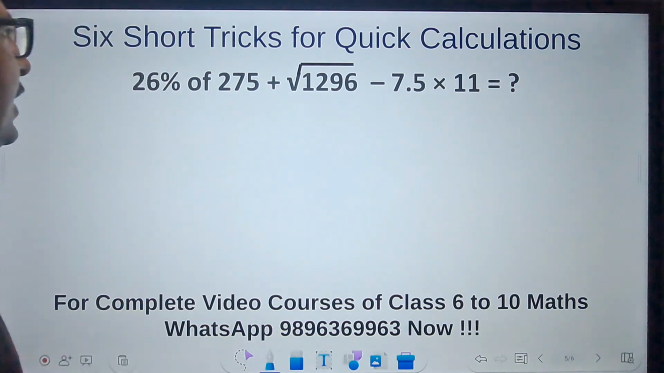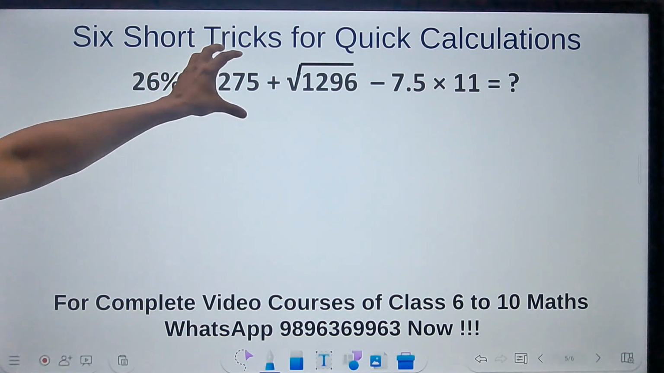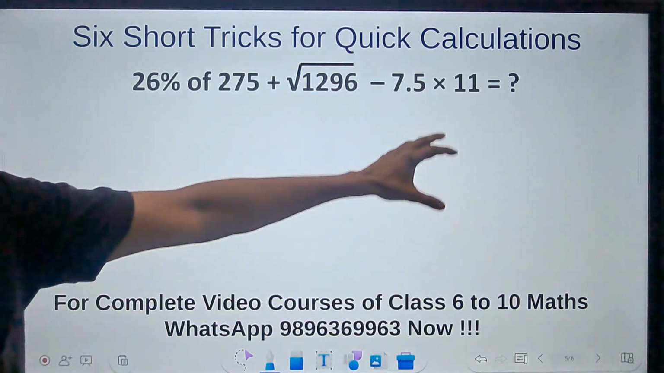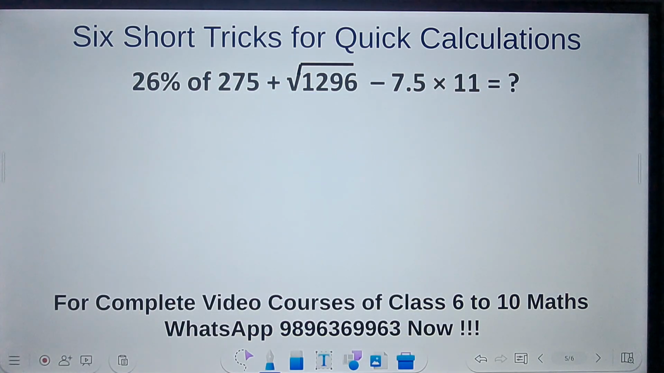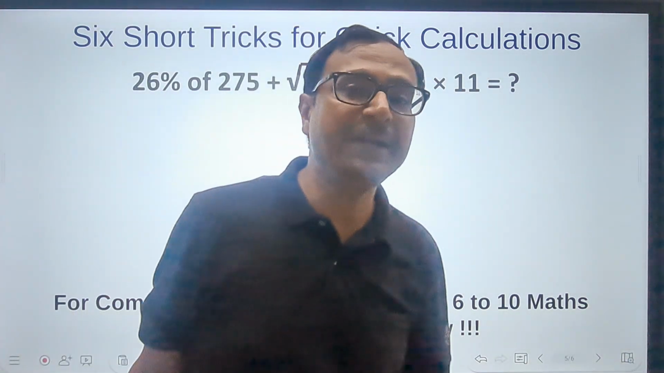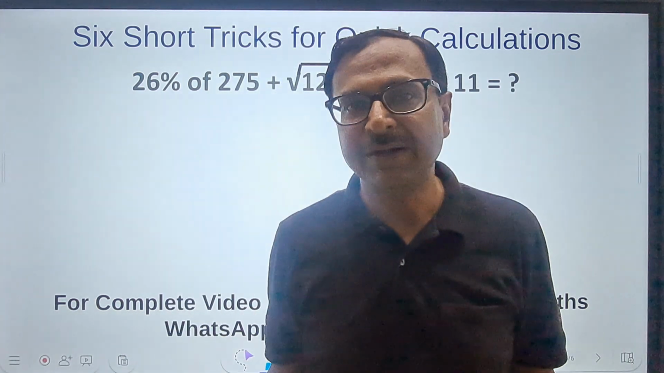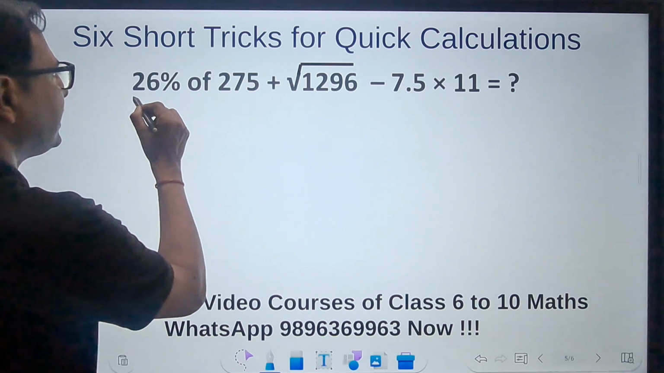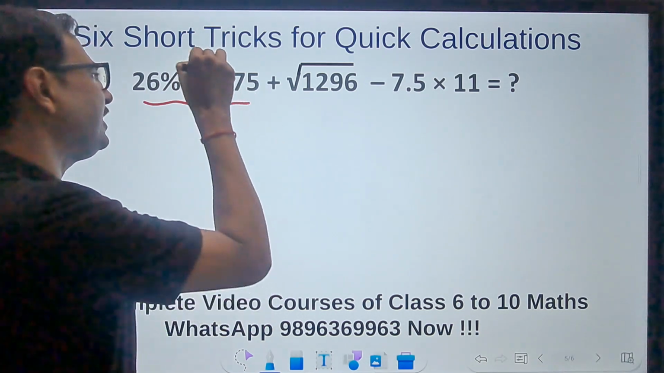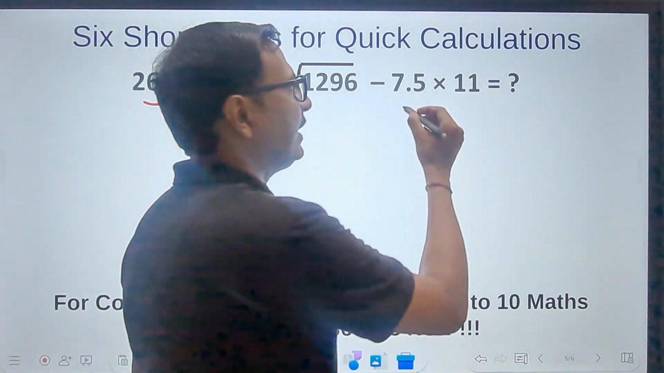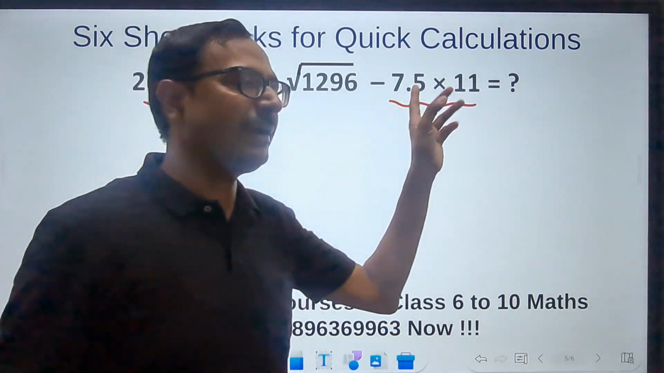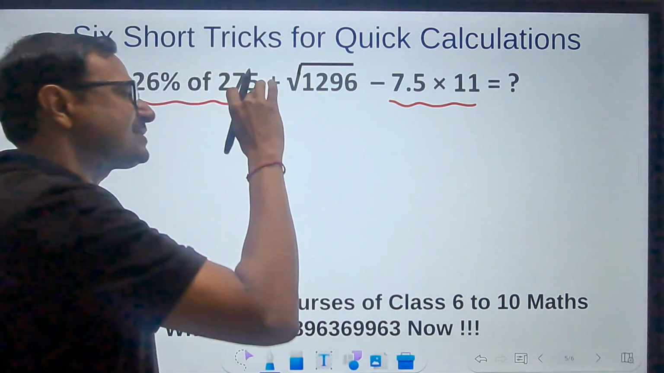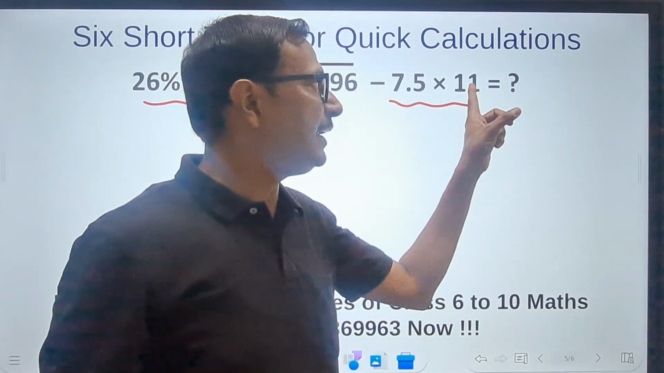Let's see this one. Here again we have the percentage, we have the square root, and we have the decimal multiplication by 11. Now, if I say that this question can be done orally, hardly anyone will believe me, but I'll show you how. This percentage is actually specifically given in this question. It relates to this term 7.5 times 11. You know why? Because 275 somehow is related to 11.